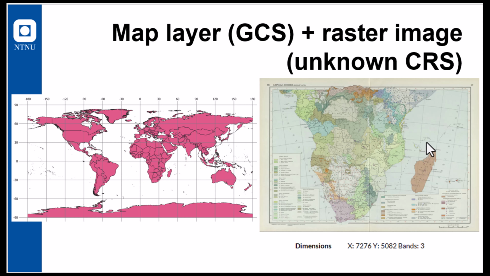The raster image is a scan map and the coordinate reference system is unknown. It is the upper left pixel which is the origin, denoted the 0, 0 location. We can also know that this raster has this number of columns and this number of rows, so more than 7,000.